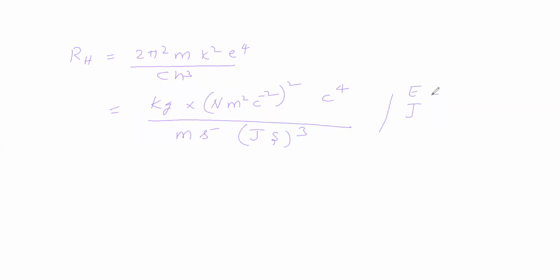Energy is called work. Work is force into displacement. Force unit in SI system is Newton. Displacement is meter. So Newton meter is called joule. Joule means SI unit of energy.